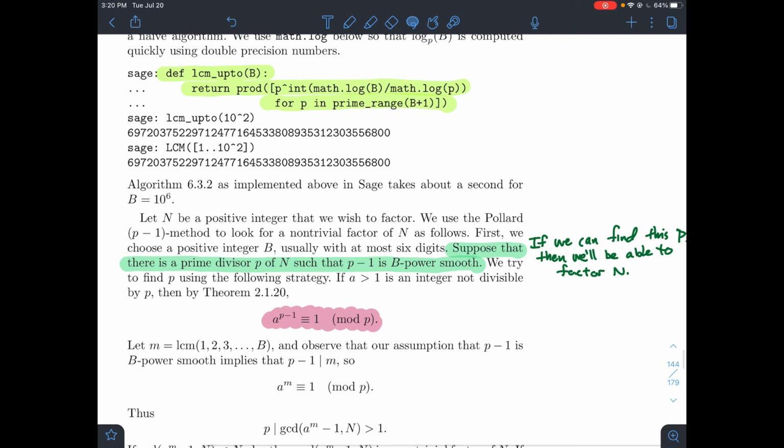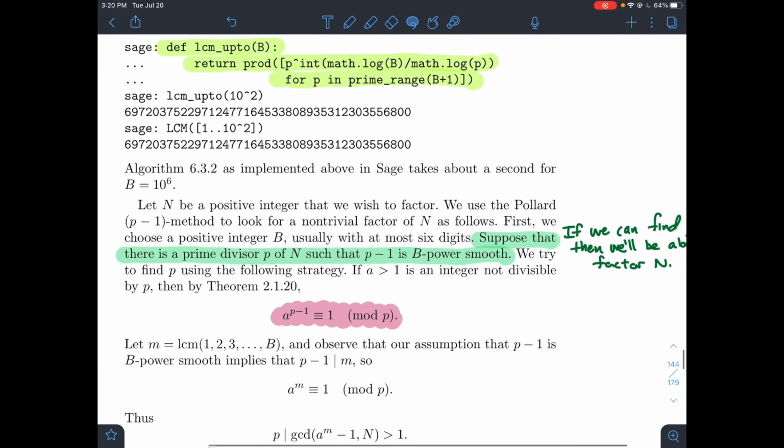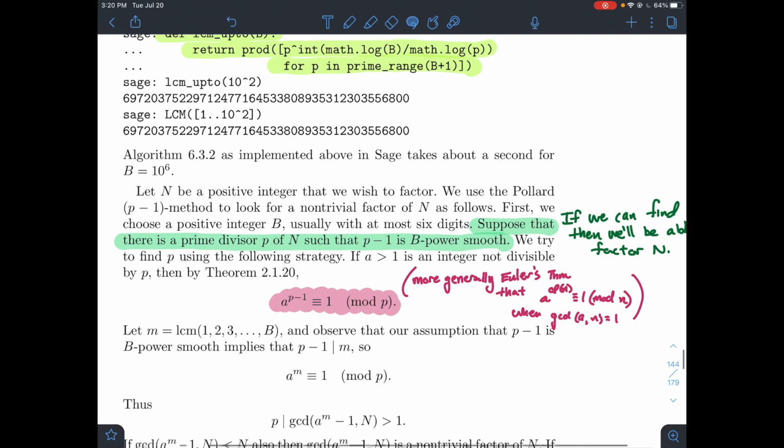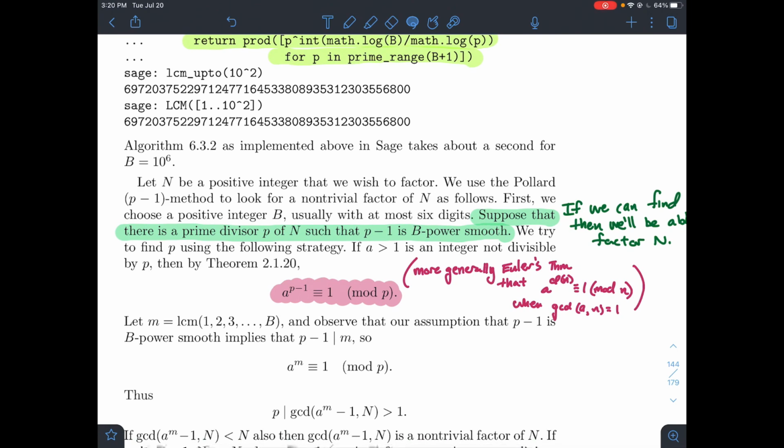So what do we know? If a is bigger than 1 and it's not divisible by p, then I know that a to the p-1 power is congruent to 1 mod p. You should recall that. That's a form of Euler's theorem, and more generally, Euler's theorem says that a to the phi of n is congruent to 1 mod n, whenever a and n are relatively prime. That's what I mean by the GCD of a and n being equal to 1 over there.